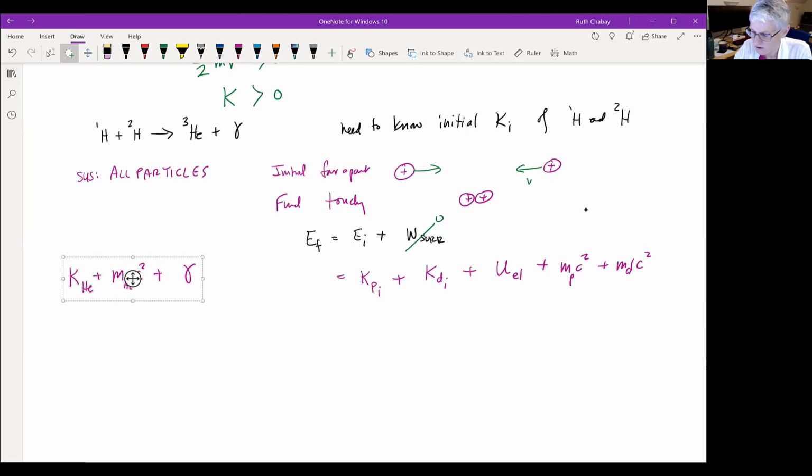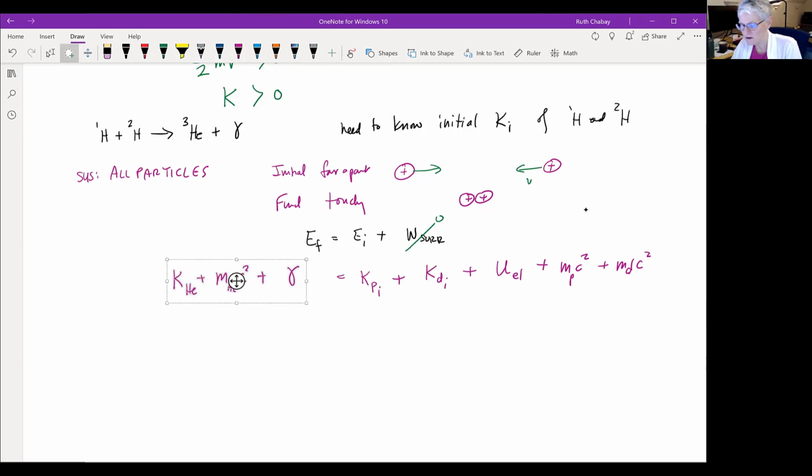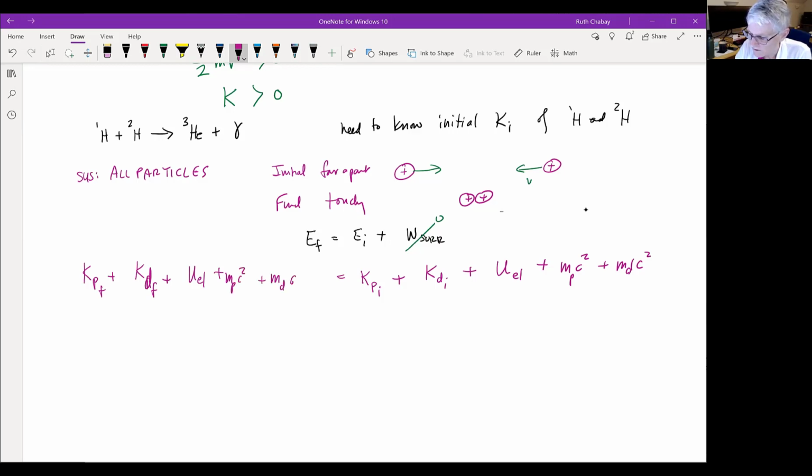And there's nothing else around, so there's no potential energy because these particles don't interact. A photon isn't charged, it doesn't exert forces on the, okay. But, oh wait, sorry, that's wrong. The final state is not that. The final state was this, so I didn't pay attention to what I said. So the final state really is almost the same. We have the final kinetic energy of the proton, the final kinetic energy of the deuterium, the electric potential energy, the rest energy of the proton, and the rest energy of the deuterium.